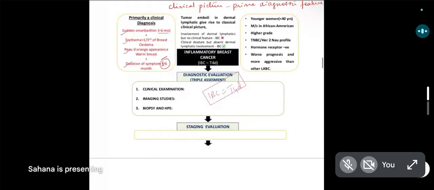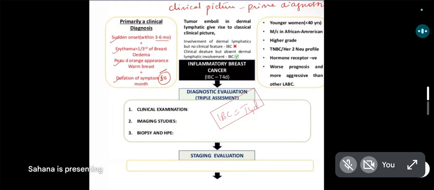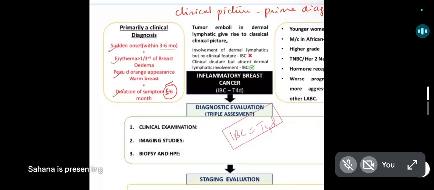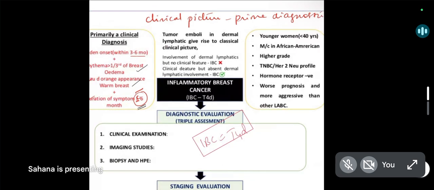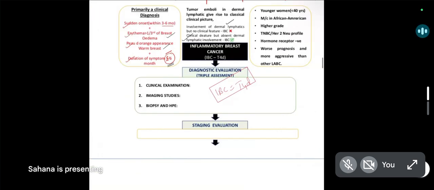Then coming to inflammatory breast cancer. So this is a rapid onset where duration of symptoms should be less within 6 months, where there'll be erythema occupying more than 1/3 of the breast, the peau d'orange appearance, and here there'll be tumor emboli in the dermal lymphatics. There are two scenarios. The tumor emboli may not be there in the lymphatics, but the clinical picture matches your inflammatory breast cancer, then it is inflammatory breast cancer. If there is no clinical picture, but there is only dermal lymphatics infiltrated by tumor emboli, then it is not inflammatory breast cancer. So they come under T4D.